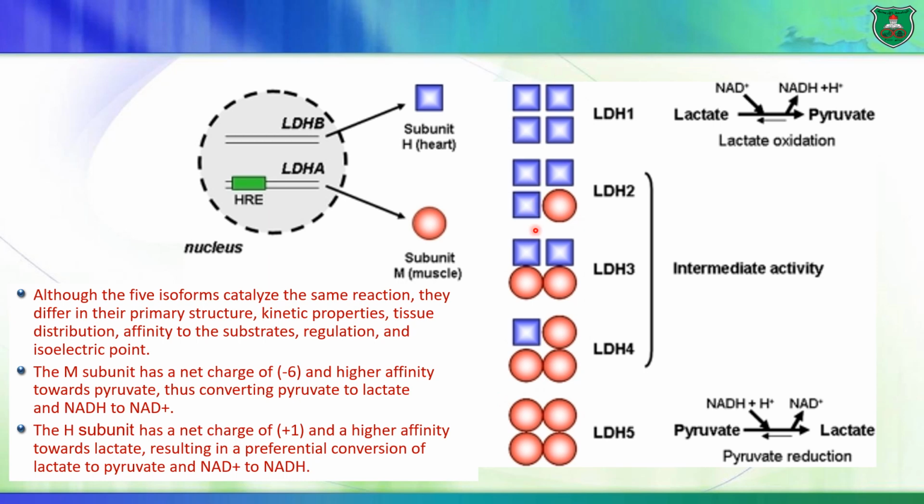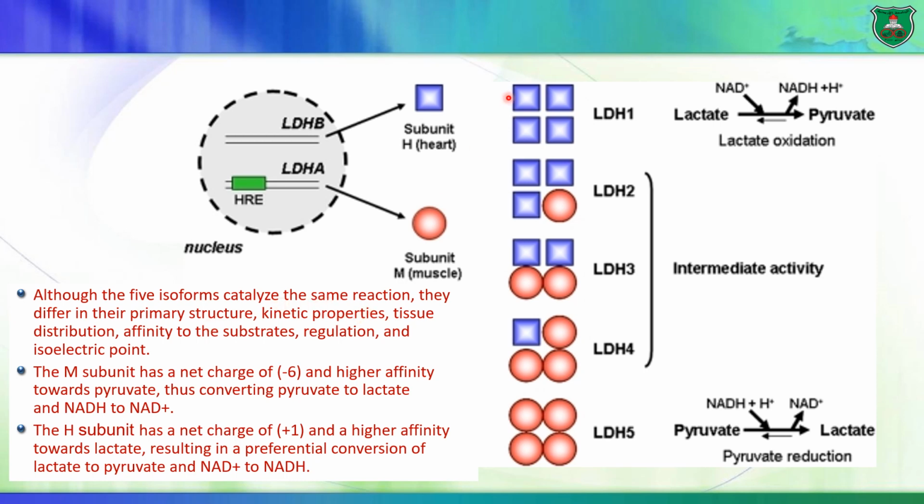Now, these isoenzymes, they differ in their primary structure. So even though they are highly homologous, meaning that they have similar amino acid sequence and nucleotide sequence, DNA sequence, there are subtle differences, and these differences make them different in their kinetic properties.